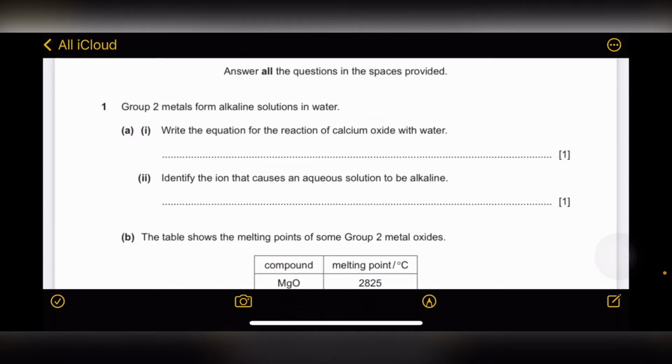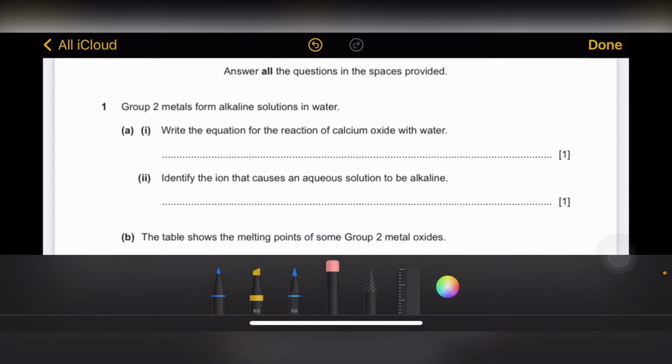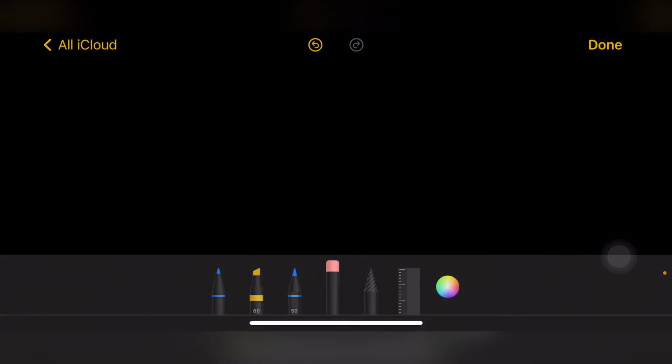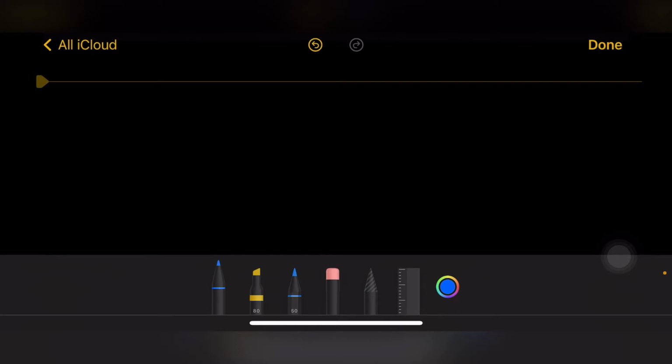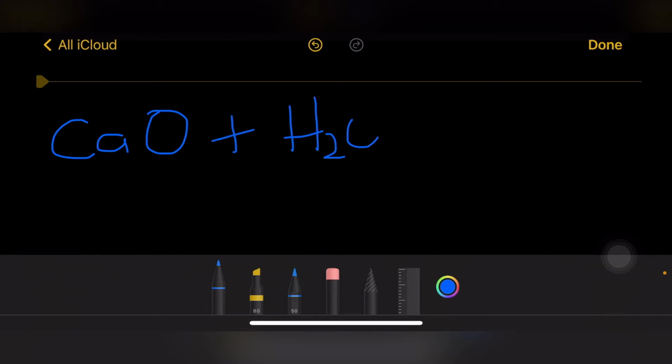Question number 1. Over here it says group 2 metals form alkaline solutions in water. Write the equation for the reaction of calcium oxide with water. Now moving ahead, let's start. So calcium oxide plus water gives us what?